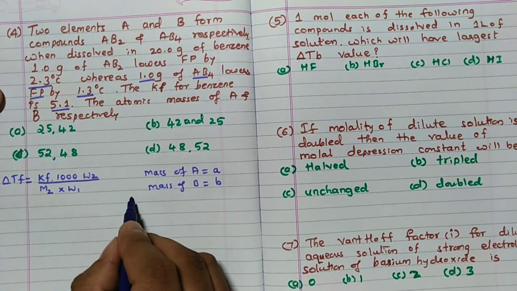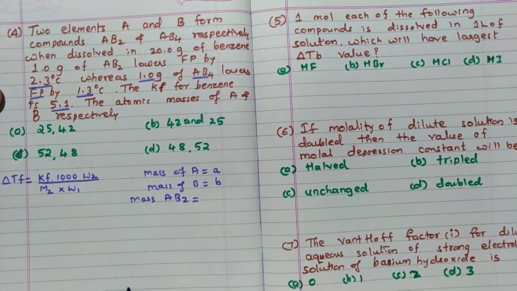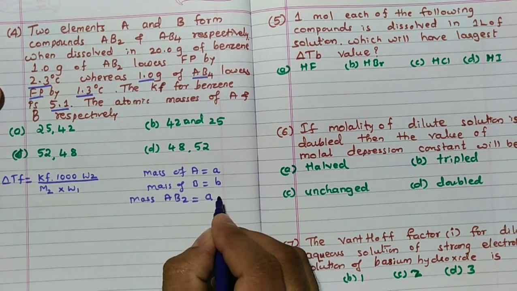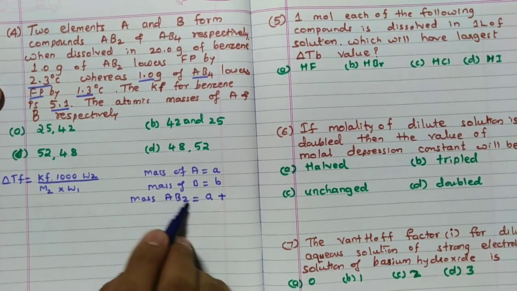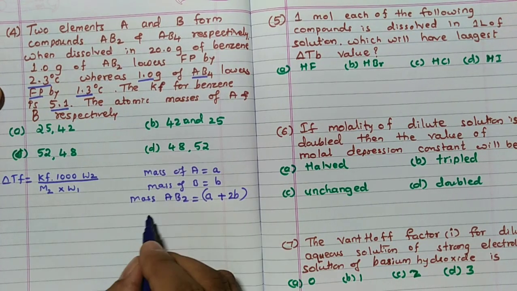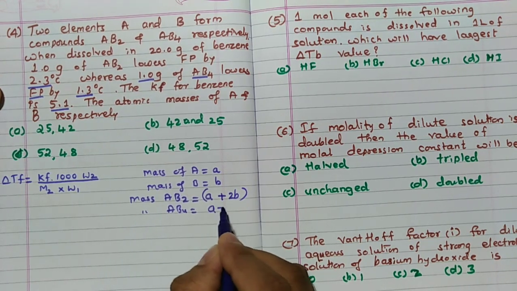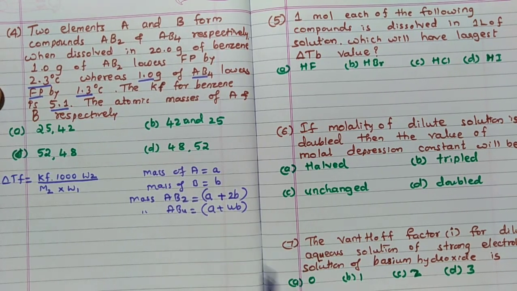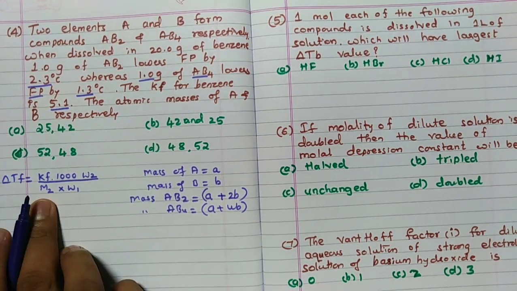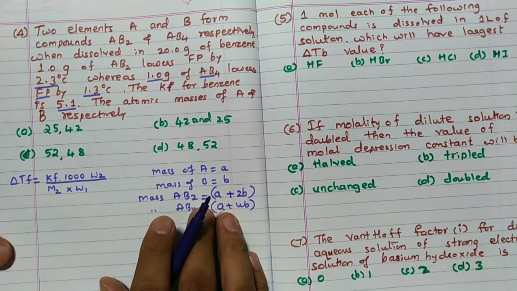Right? So now you can see mass of AB2. How can I write molecular mass of AB2? A is nothing but A plus B 2 times I have to multiply, right? So A plus 2B. Then mass of AB4, how can you write? Very simple, A plus 4B. Correct? A plus 4B. This is the basic thing. So this molecular mass you apply in this particular formula. So two different formulas you are going to get.